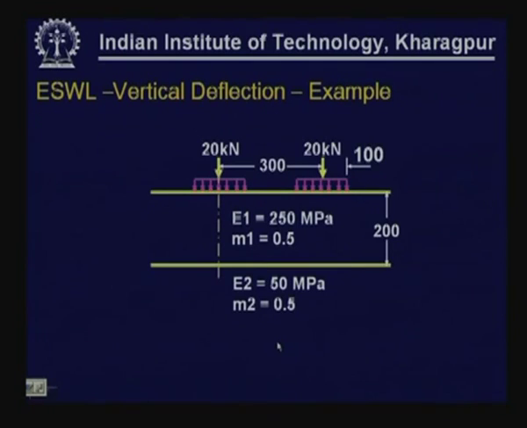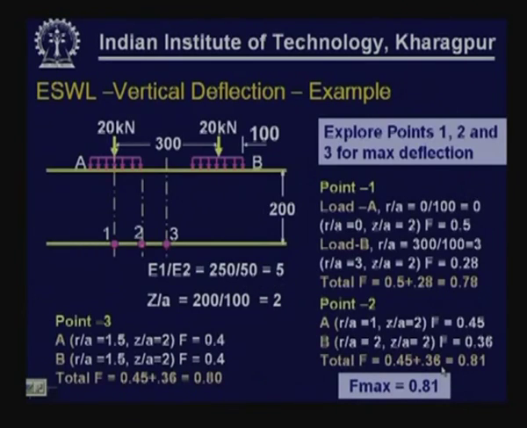Here is an example. We are trying to work out equivalent single wheel load for a dual wheel load system, 20 kilonewton each, separated by 300 millimeter center to center spacing. A is 100 millimeter. The modulus value of the first layer is 250 megapascals. Modulus value of the second layer is 50. Poisson ratio values of both the layers is taken as 0.5. Interface is at a depth of 200 millimeters, that is thickness of the pavement is 200 millimeters.